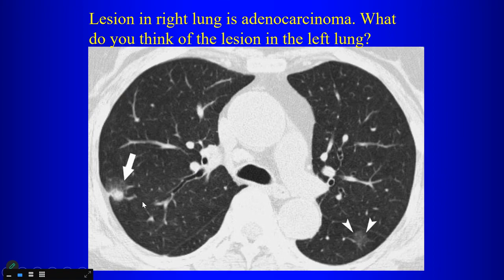If I tell you that this lesion here is an adenocarcinoma, what do we think about this lesion here in the left lung? First of all, what are the characteristics of this lesion in the left lung? Yes, it's purely ground glass and it's rather small. Okay. So what do we think that might represent? If we're saying they have a history of adenocarcinoma, I'm worried about lymph... Certainly it is possible, right?